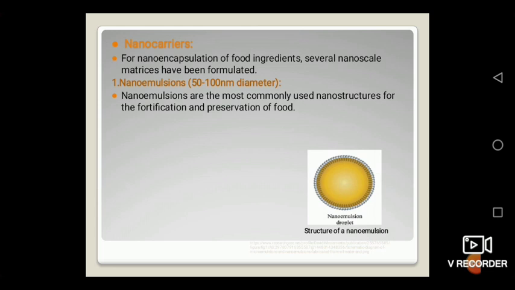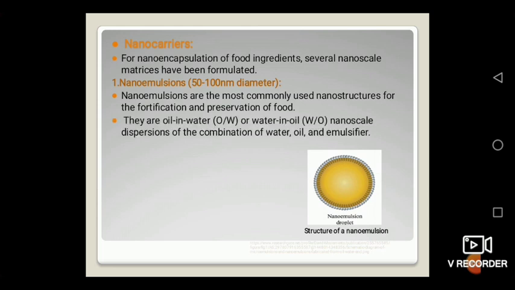Nanoemulsions are more stable than the conventional emulsions. They are oil in water or water in oil nanoscale dispersions of a combination of water, oil and emulsifier. They are non-toxic, transparent and generally regarded as safe by the FDA for human consumption. For example, they are used in clear beverages because of their transparency. They are also used in mayonnaise, spreads, ice cream, etc.